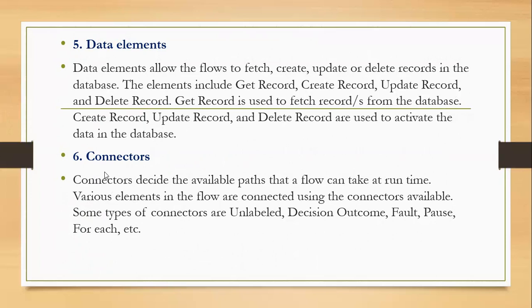Next, connectors. Connectors decide the available path that a flow can take at run time. The various elements in the flow are connected using the connectors available. Some types of connectors are unlabeled, decision outcome, fault, and others.